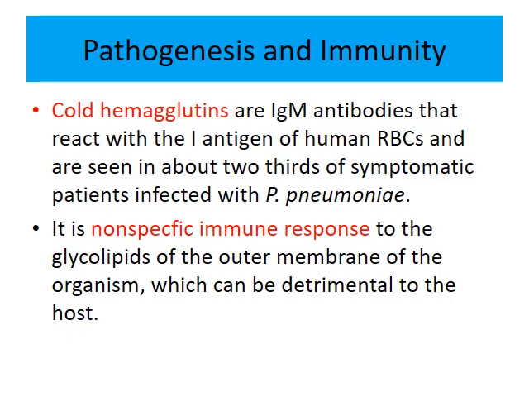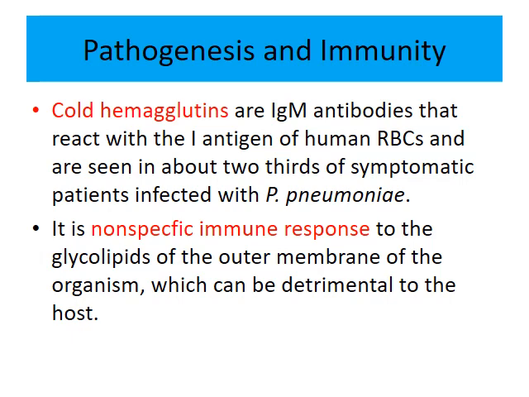So IgM antibodies react with the antigen of human RBC, and they are found in two-thirds of symptomatic patients with pneumonia, especially mycoplasma pneumonia. So these are called cold hemagglutinins. I just told you that the antigens are cross-reactive. So if you make an antibody, it reacts against the microorganism, but it would also react on some other human tissues, like in this case, red blood cells. That's where it is coming from. So you may have some problem with your red blood cells as well.